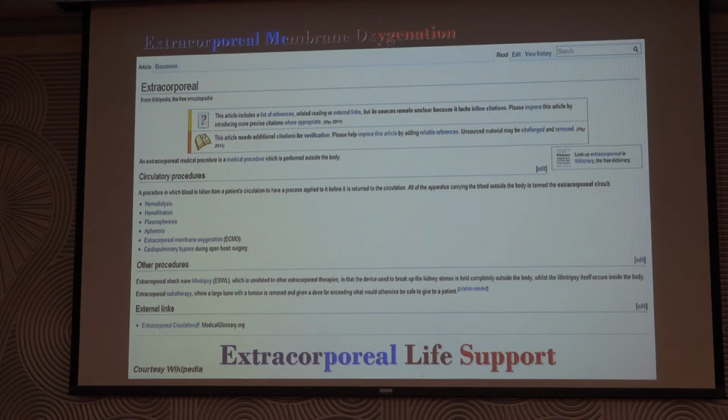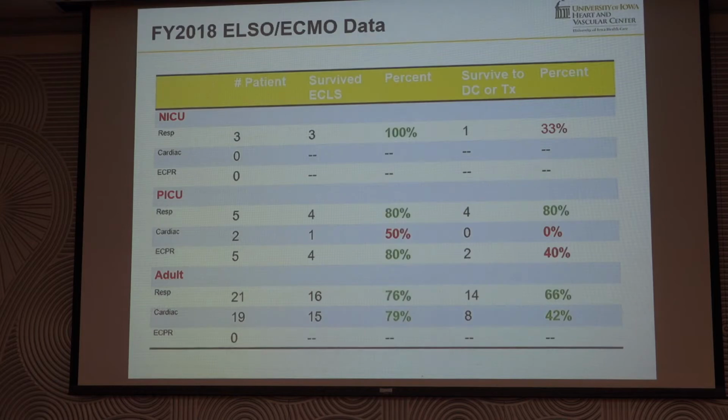So first, maybe we need to define what we're talking about here. The terms ECLS and ECMO are kind of interchanged and used together. ECLS is extracorporeal life support. Extracorporeal refers to outside of the body, or medical procedures performed outside of the body. ECLS can apply to just about anything, from VADs to dialysis, and in our case, what we're going to talk about is membrane oxygenation, so an artificial lung, a membrane oxygenator.